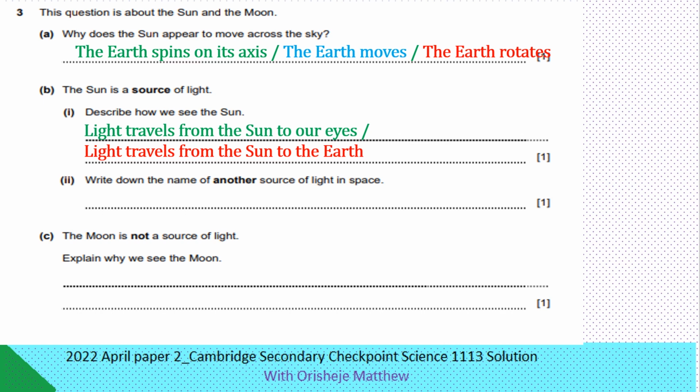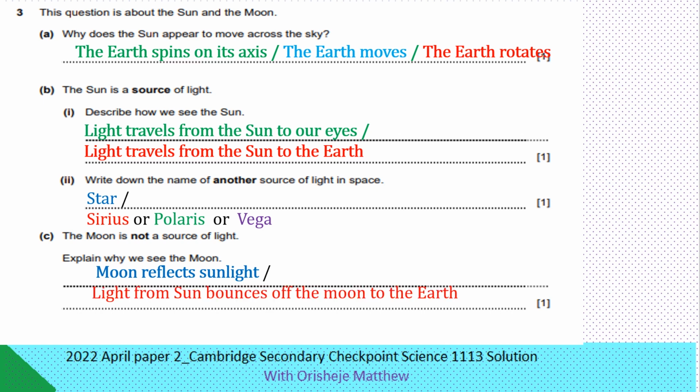Write down the name of another source of light in space. We have stars. Or you can mention the name of the stars. We have Sirius, Polaris, Star Vega. All those ones are the various stars. Moon is not a source of light. Explain why we see the moon. The moon reflects sunlight. Light from the sun bounces off the moon and travels to the earth.